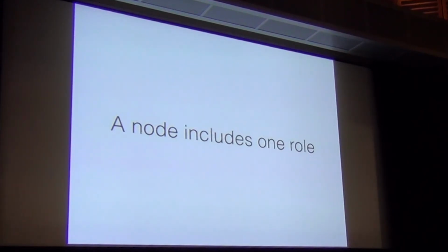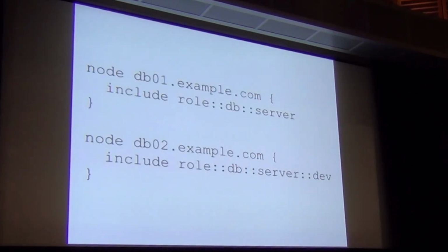So it basically goes like this. A node includes one role and only one role. And a role describes what a server should look like from end to end. So there are two nodes here and they both have different roles. I've got a DB server role and a DB server dev role.